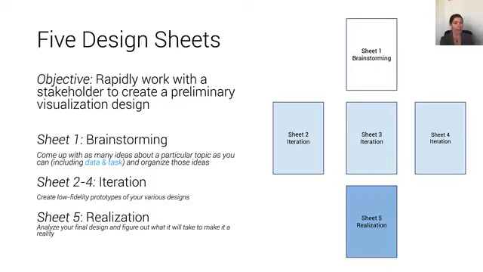Our final sheet is realization. Essentially, what we're doing at the realization phase is we're analyzing our final design to figure out what it is going to take to make this system that I have on paper, this low-fidelity prototype, into a reality, into a high-fidelity prototype that I can give to my stakeholders and really let them experiment with and provide feedback on.